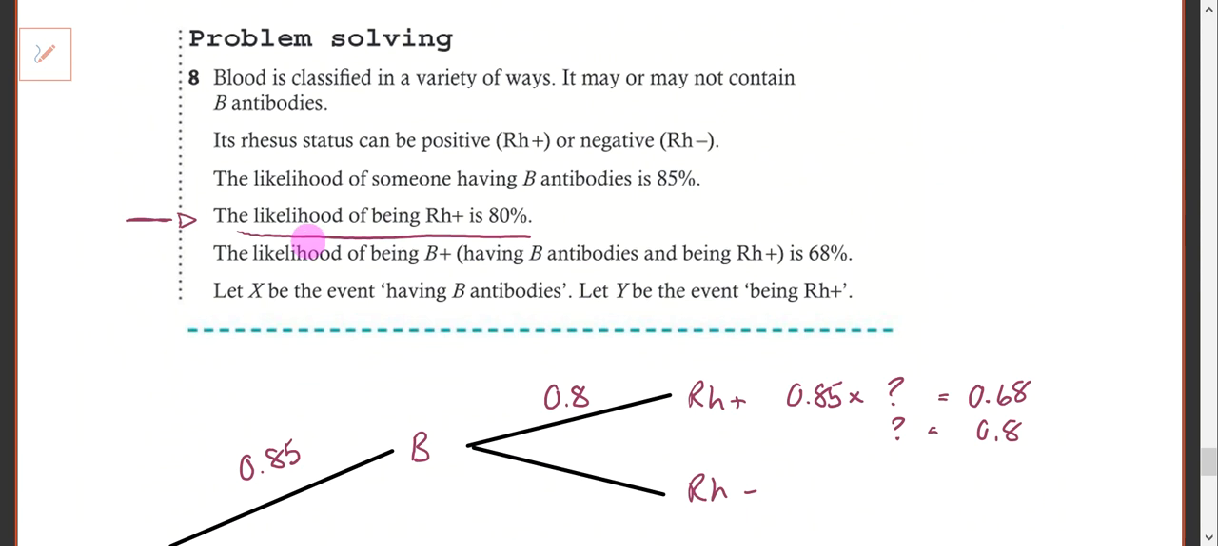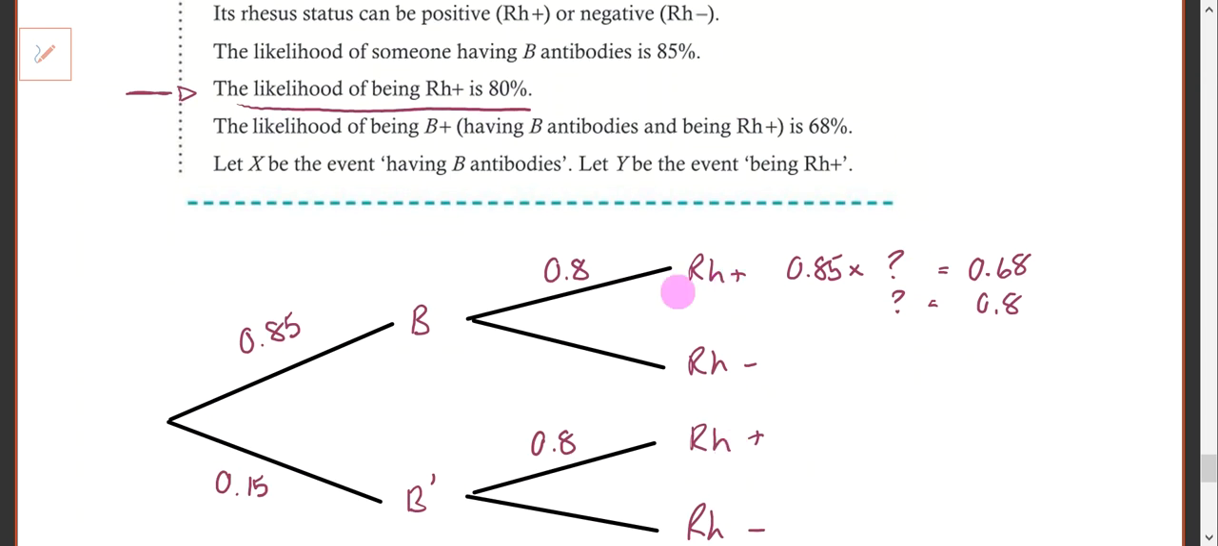So in this question, we had to determine whether the probability of Rh plus was for both roots, where they both had to add up to 0.8, or whether they were both 0.8. And we found it by knowing that this branch here was given as 68%. So this times that had to equal 0.68, which means that number has to be 0.8, which means both of them have. Otherwise, this statement would have to be the likelihood of Rh plus given that B, it'd have to have that extra information.